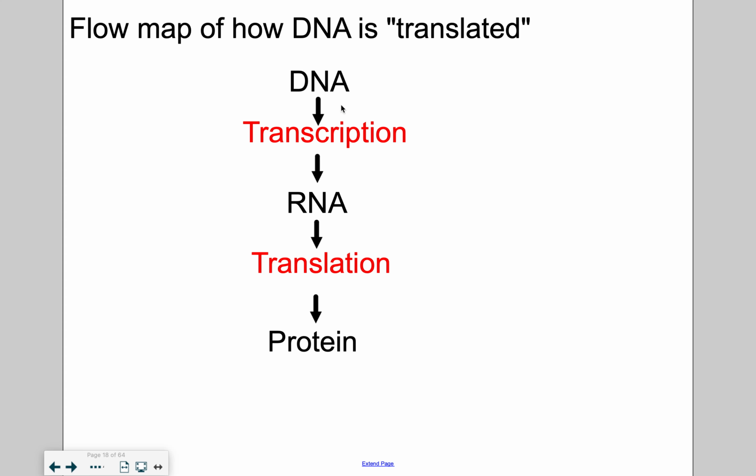DNA, which is in the nucleus, pretty much stays there. But when we make RNA, this intermediate or go-between molecule to proteins, that process is called transcription. So today's lesson is going to be about transcription, and the next lecture will be about translation, taking that RNA and actually making that protein. So today we're going to focus on how RNA is made from DNA.